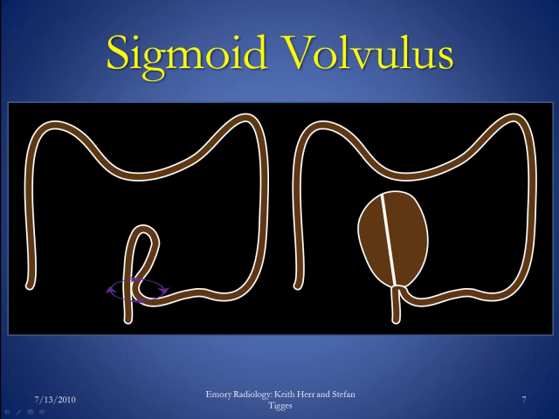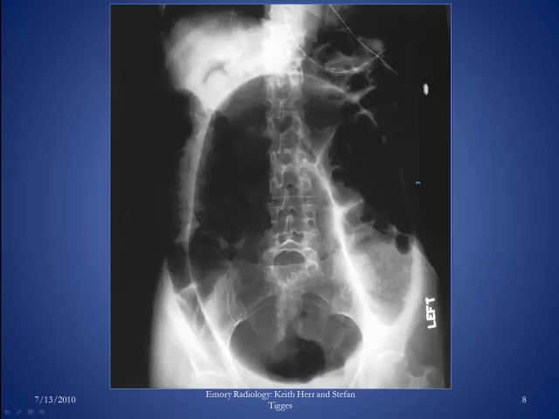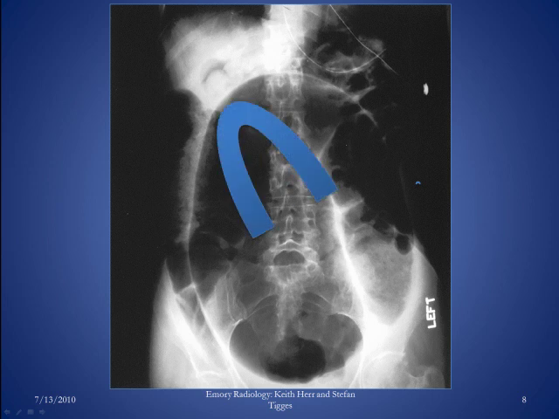In the case of sigmoid volvulus, there is twisting of the sigmoid, which normally lies in the left lower quadrant of the abdomen, such that this dilated segment of colon is often seen in the midline abdomen or even pointing to the right upper quadrant. Sigmoid volvulus has a characteristic radiographic appearance, often referred to as the inverted U sign, with the valley of the flipped U pointing towards the right upper quadrant of the abdomen.